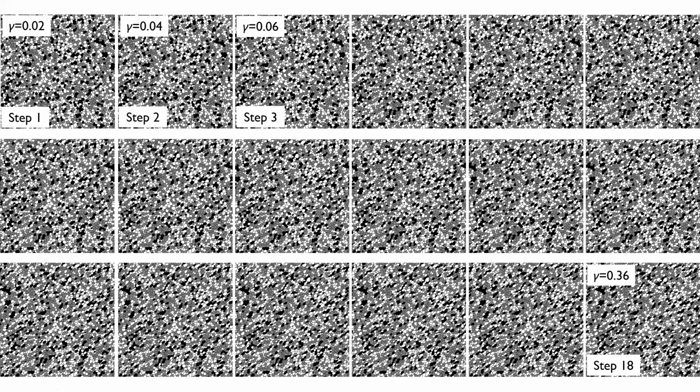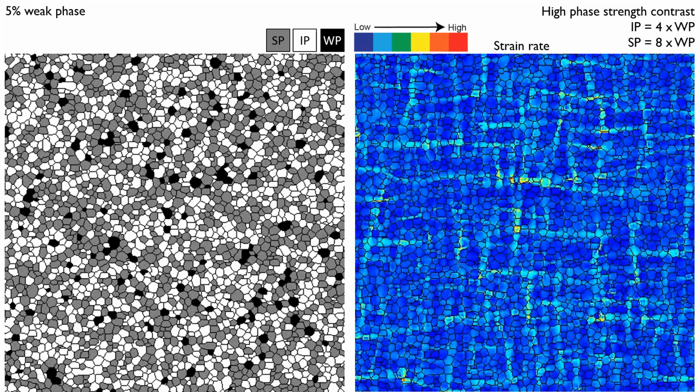Okay, so now I'm going to show you some movies of the different microstructures. In these movies, I'll have the proportion of weak phase up here. This is just to remind you that the strong phase is in grey, the weak phase is in black. This is the grain microstructure here, and on the right hand side is the strain rate. The strain rate's high where it's red, low where it's dark blue, and up here I have the strength contrast between minerals. So this is a high phase strength contrast condition.